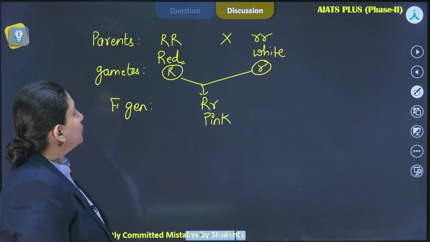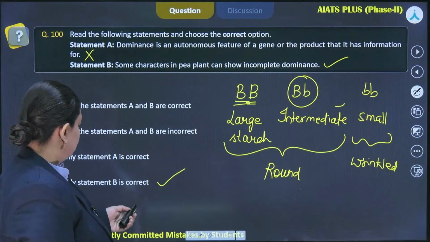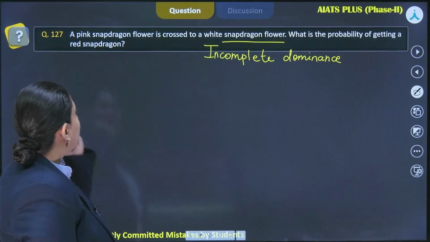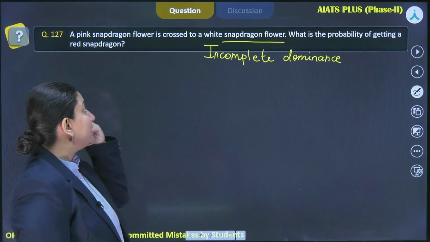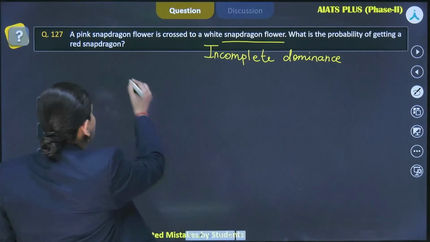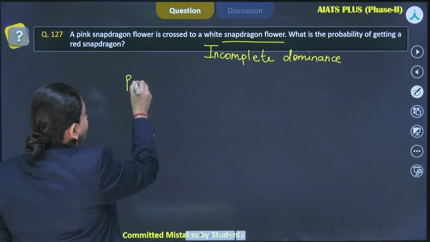So getting back to the question, it says that there is a pink snapdragon flower, right? So that means the parents are already being defined.